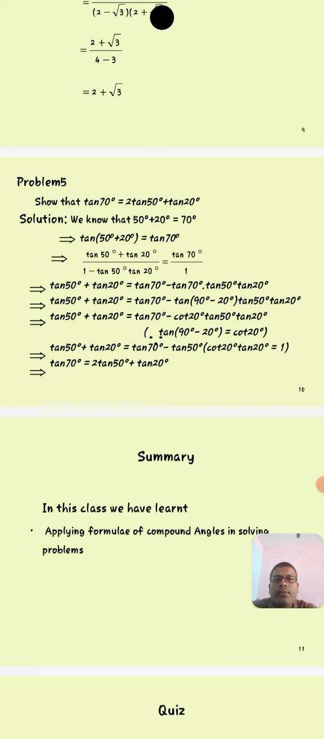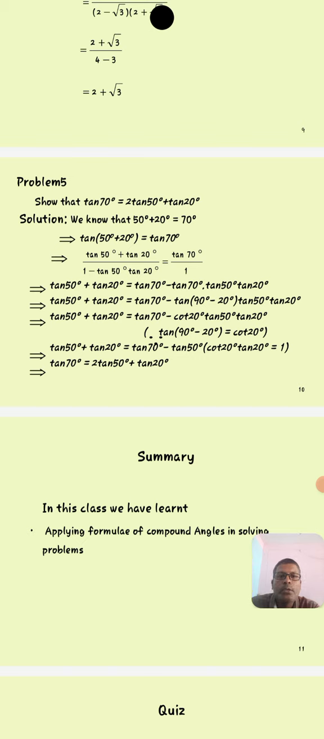Now apply the tan of A plus B formula. What is the formula? Tan A plus tan B divided by 1 minus tan A into tan B. So this implies tan 50 degrees plus tan 20 degrees divided by 1 minus tan 50 into tan 20 is equal to tan 70, divided by 1. Now we do the cross multiplication. We get tan 50 degrees plus tan 20 degrees is equal to tan 70 minus tan 70 into tan 50 into tan 20 degrees.